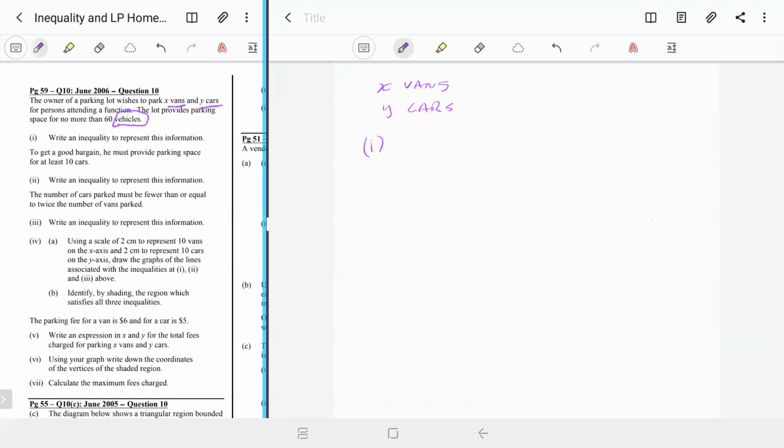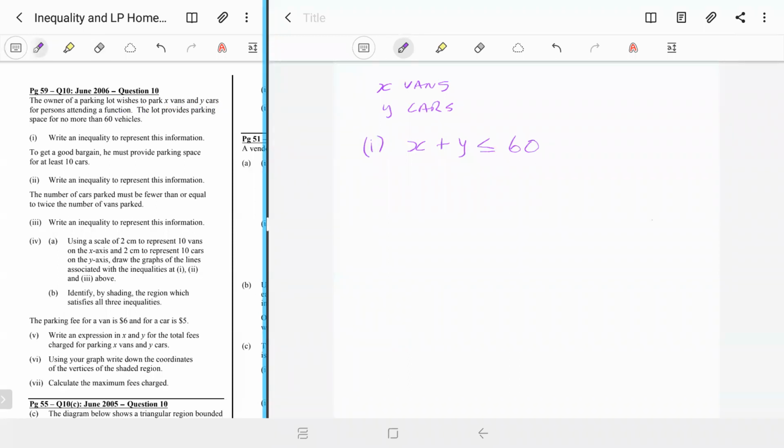What if x is the number of vans and y is the number of cars? What would be the total? x plus y. All right, lovely. So it's x plus y. That's the vehicles. Vans and cars together must be less than or equal to 60. Can't have more than 60 in the parking lot. That's the first inequality. Done.